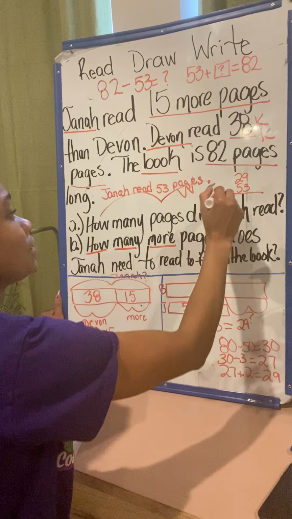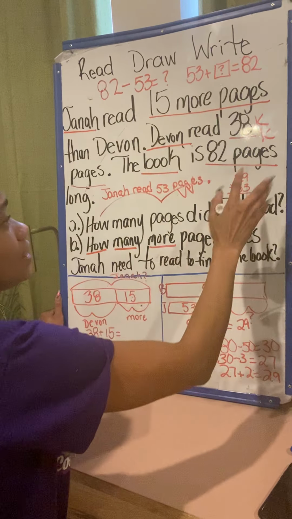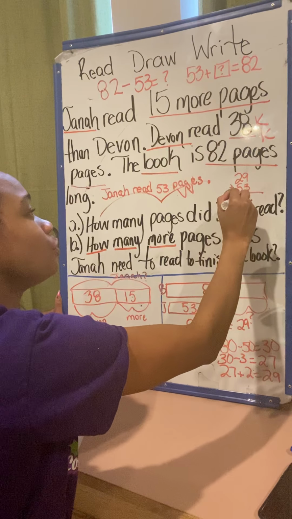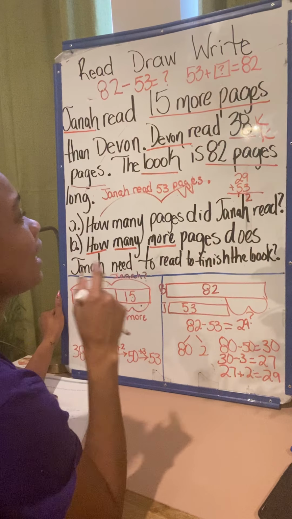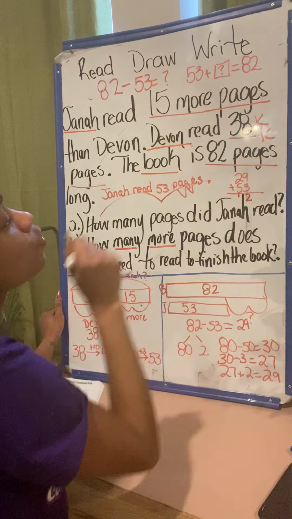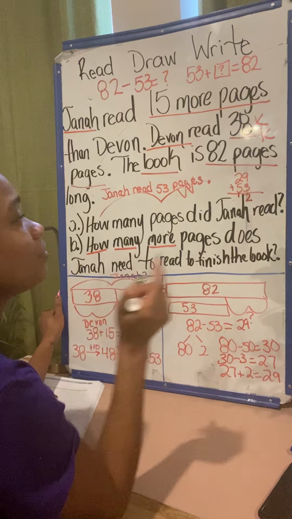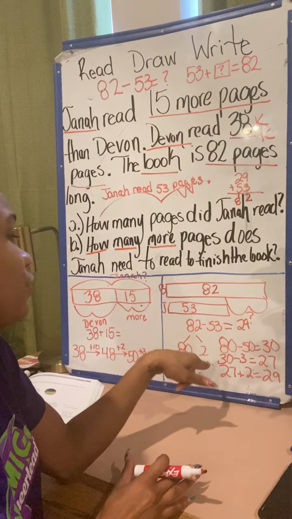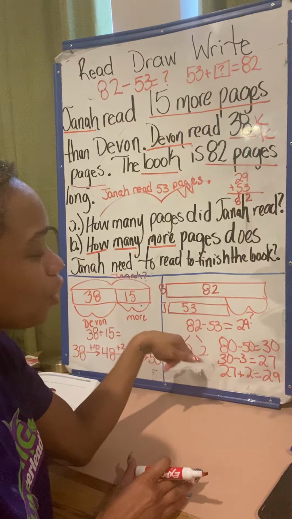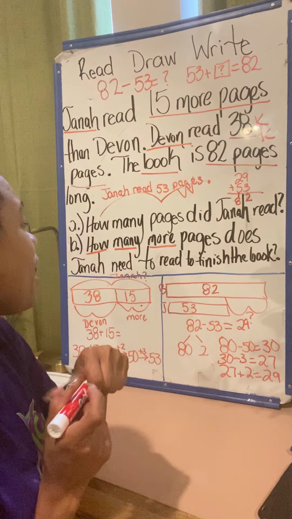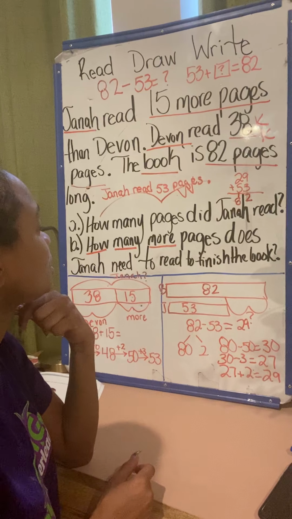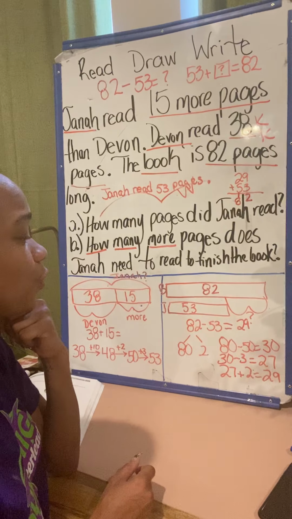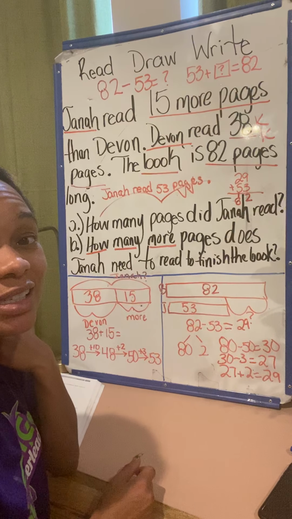Okay? And I'm going to say 9 and 3 makes 12. So I put my new groups below in the tens place. And I see that 2 tens plus 5 tens plus 1 more 10 will give me 8 tens. So I got 82. So that means after checking my work by adding the 2 parts, I got the whole. So that means my answer is correct. So now I can answer part B. It says, how many more pages does Janiyah need to read to finish the book? And I'm going to say, Janiyah needs to read 29 more pages to finish the book.